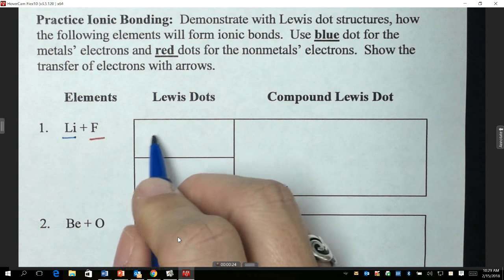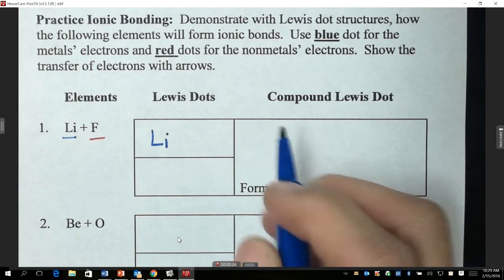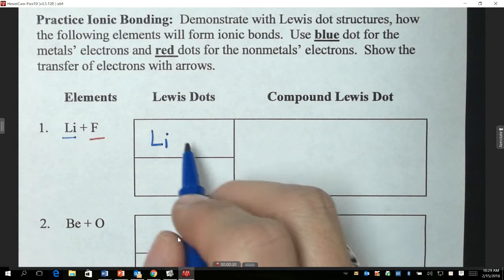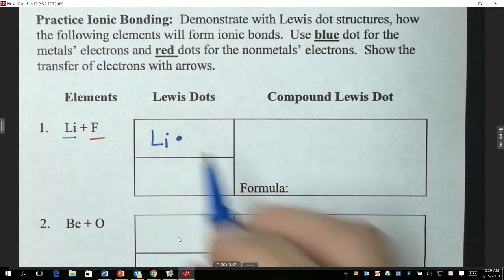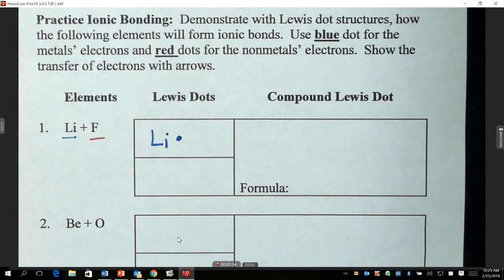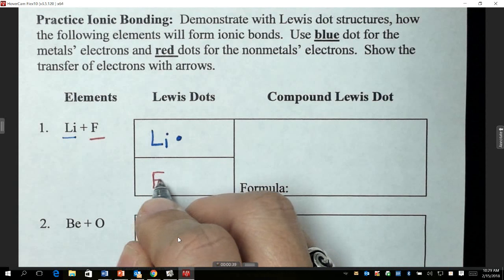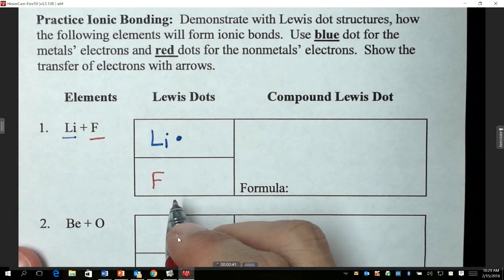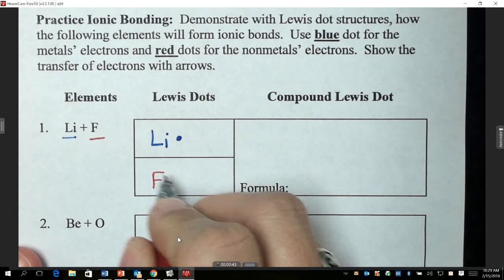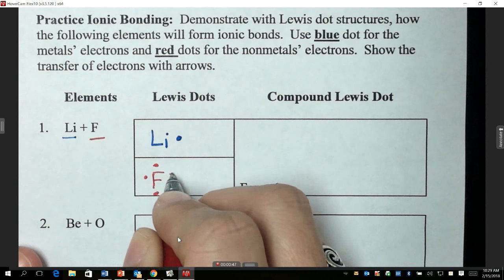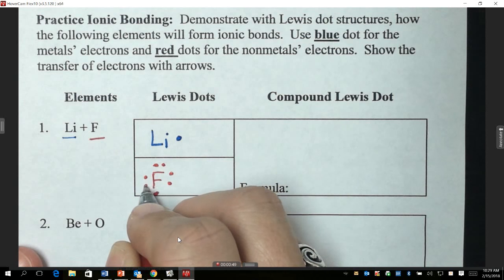So here we have lithium as our metal. Lithium is part of group 1A on the periodic table, so it would have 1 valence electron. Fluorine is part of group 7A or 17, and it would have 7 valence electrons around the outside of it.